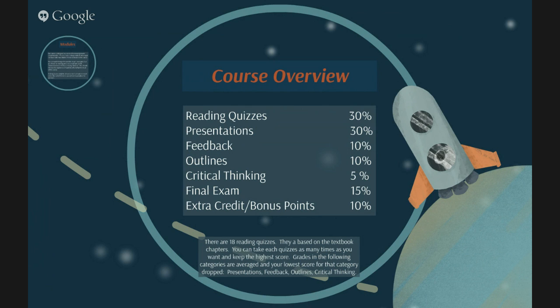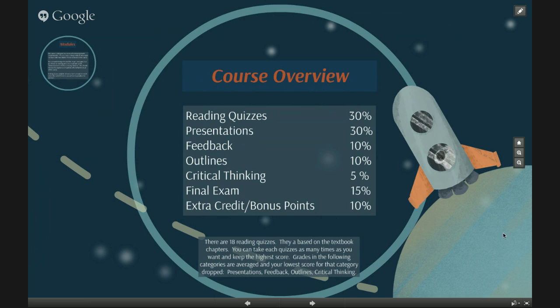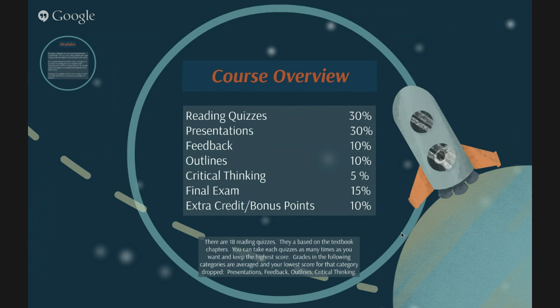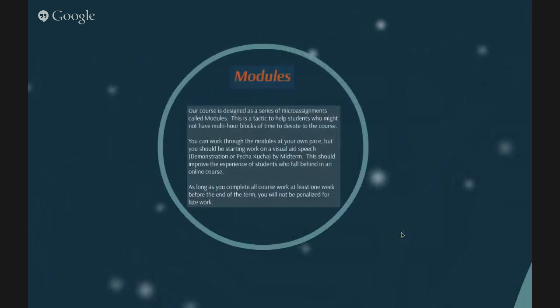Other notes here that you might want to be aware of, there are 18 reading quizzes. They are based on the textbook chapters. You can take the quizzes as many times as you want and keep the highest score. Also, it's good to note that in certain categories, such as presentation, feedback, outlines, critical thinking, your grades are averaged and the lowest score is dropped.